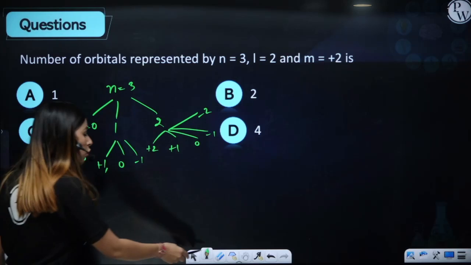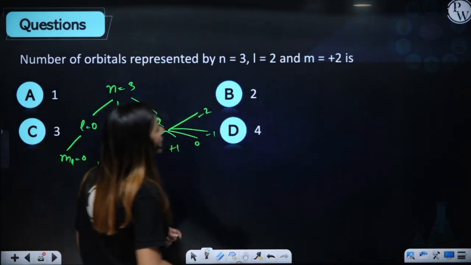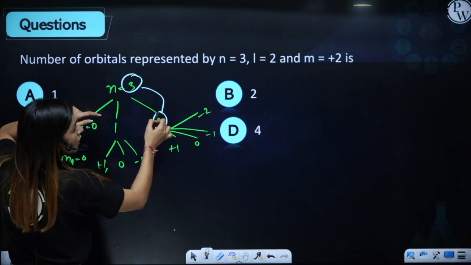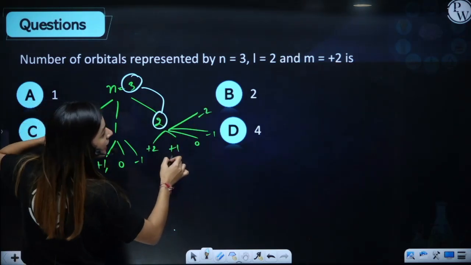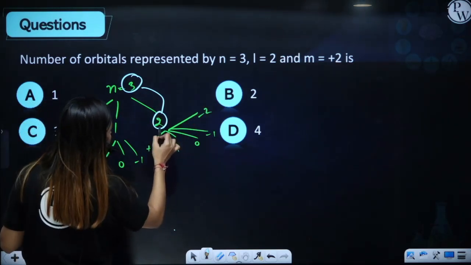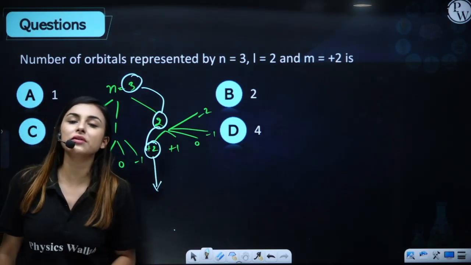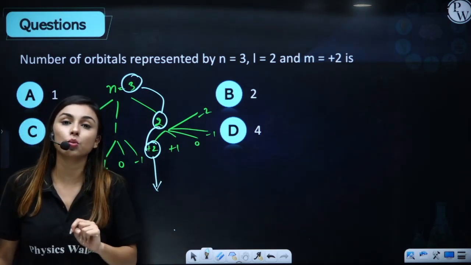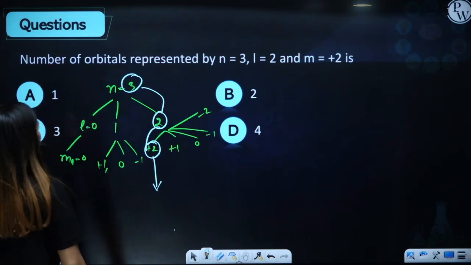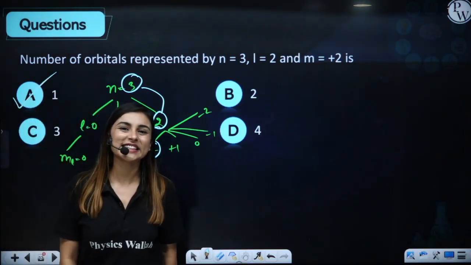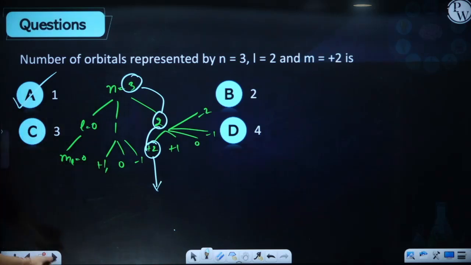Now, what information have they given? You will move to the 2 part here and then also you are given ML is equal to plus 2. So, this means that you are given this information. So, basically how many orbitals? ML gives you the information about orbitals and you have reached one particular orbital. So, one orbital, that is option A, is your correct answer. Let's move forward to the next question.